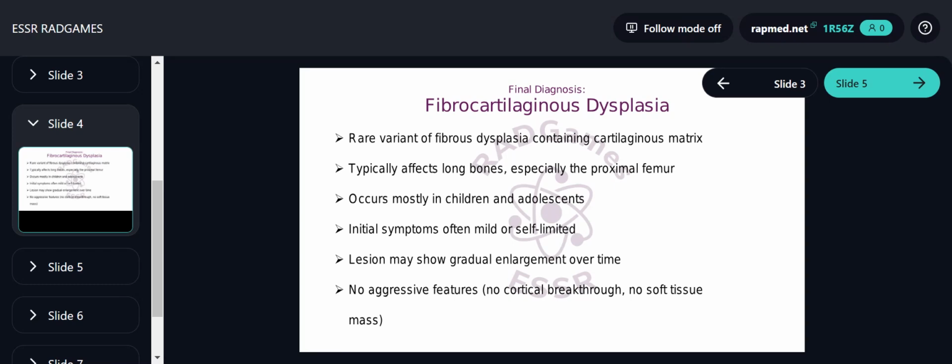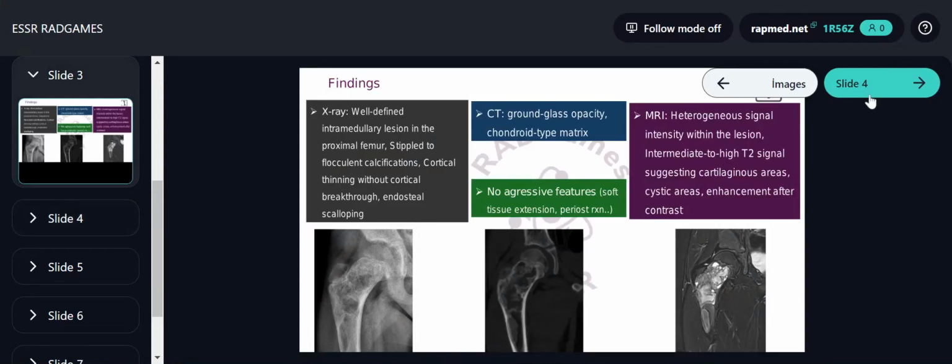Let's quickly summarize the key imaging findings. On X-ray and CT, we see ground glass matrix with focal cartilaginous areas. There is cortical thinning, but no breakthrough. On MRI, the lesion shows heterogeneous signal with cartilaginous nodules and no soft tissue involvement. These are important clues that help differentiate it from more aggressive lesions.